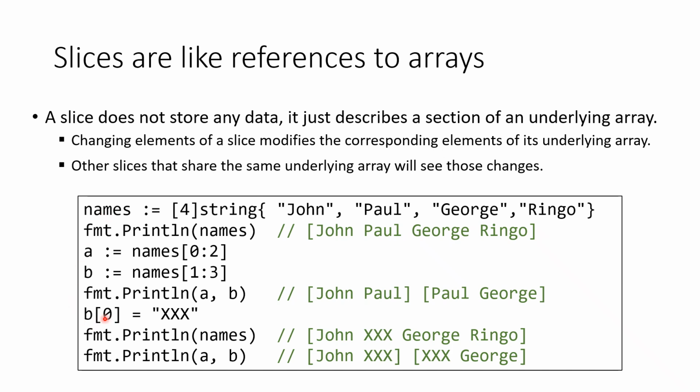Then we change the element at index 0 of slice B to be the string XXX. Note that the element at index 0 of slice B corresponds to the element at index 1 of array names. So before changing, that element has value Paul. After changing the element B0, the element at index 1 of the underlying array names is also changed to XXX, as is shown when we print out the array names after changing B0 to XXX.